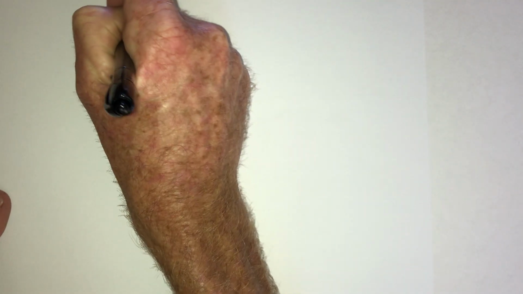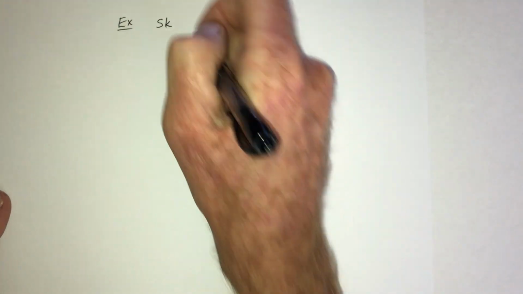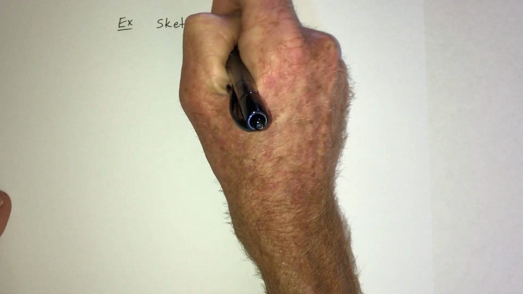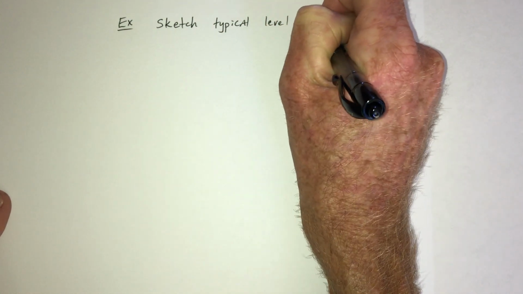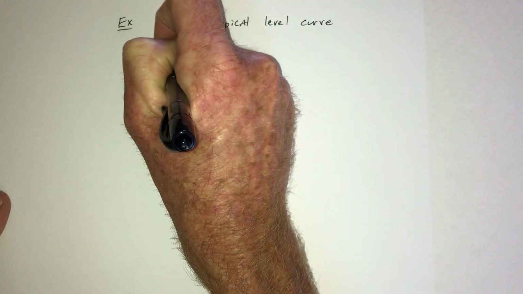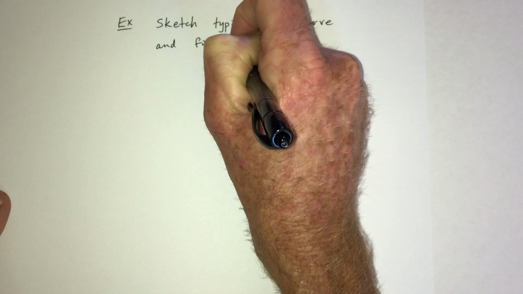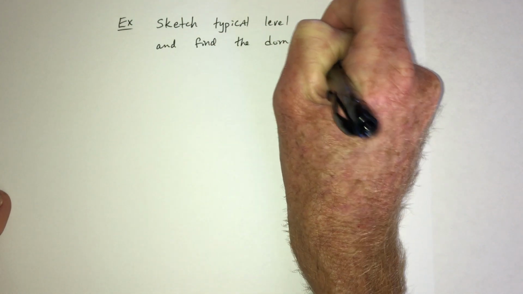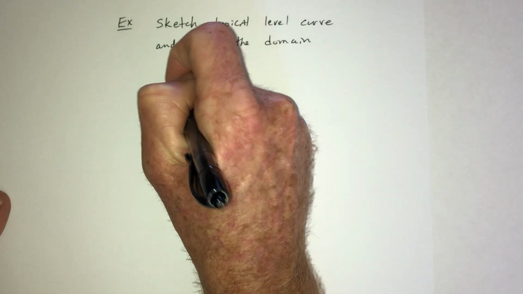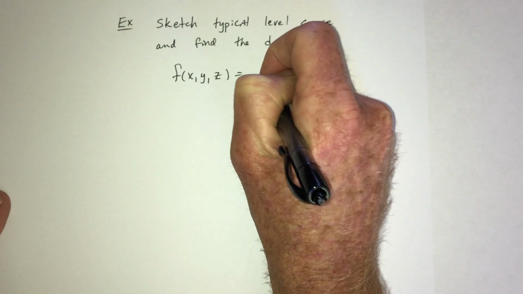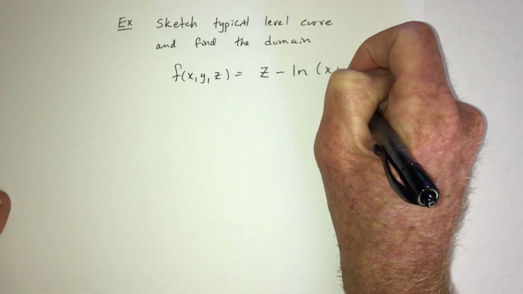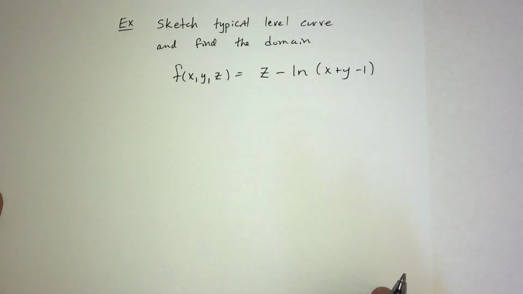Then for one more. So again, I was looking at the homework. So not only sketch a typical level curve and find the domain. And this one's going to be f of x, y, z is equal to z minus the natural log of x plus y minus 1.